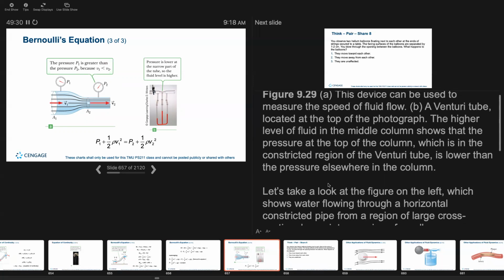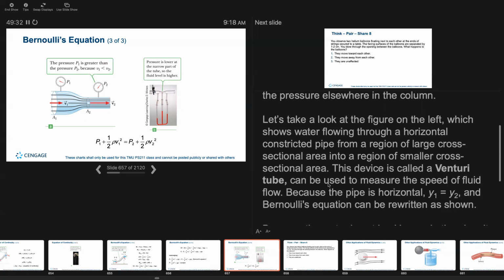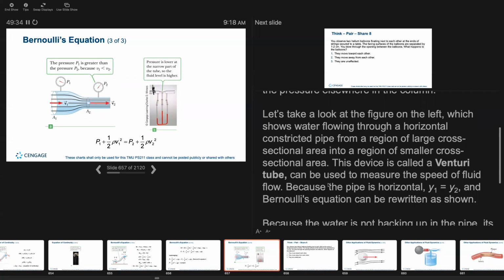So let's look at this a little bit more and take a look at the figure, which shows water flowing through a horizontal constricted pipe from a region of larger cross-sectional area into a region of smaller cross-sectional area. This device, called a Venturi tube, can be used to measure the speed of the fluid flow. Because the pipe is horizontal, y1 equals y2, and Bernoulli's equation can be written as shown.